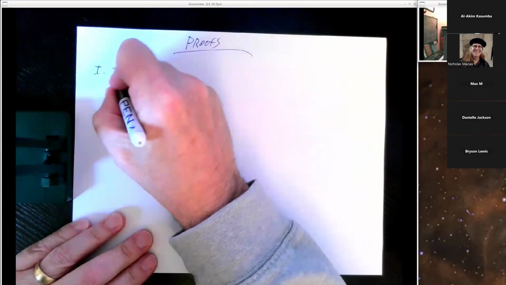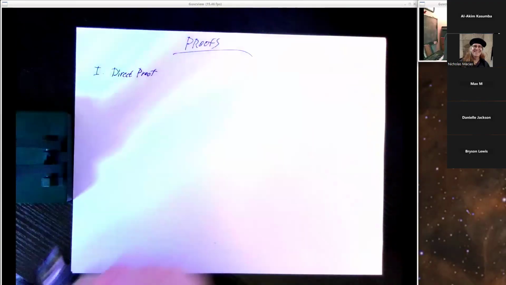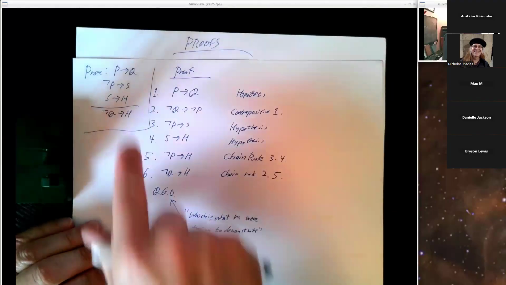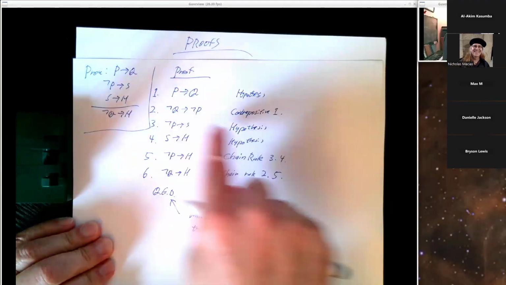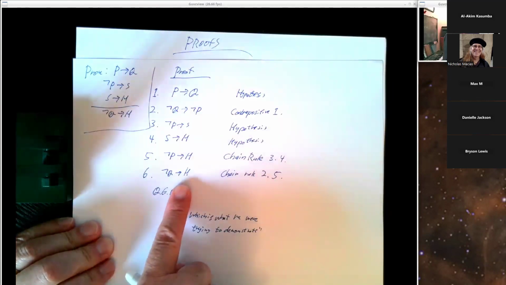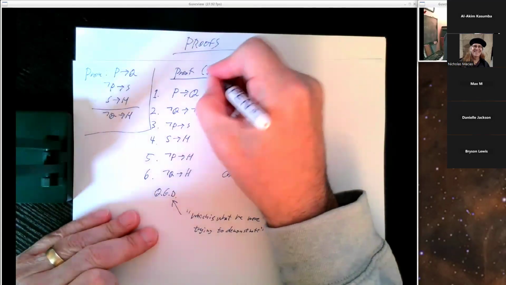The first strategy is what's called a direct proof. And a direct proof is like what we did here. We started with the things that we know, the hypotheses. We applied laws of logic, and we eventually got to the thing that we wanted to show. So this was a direct proof.